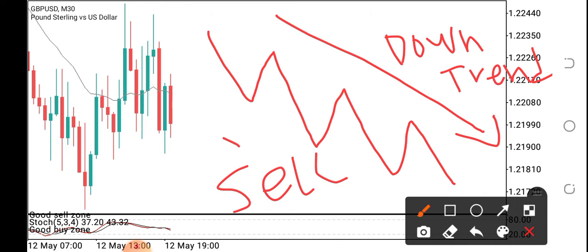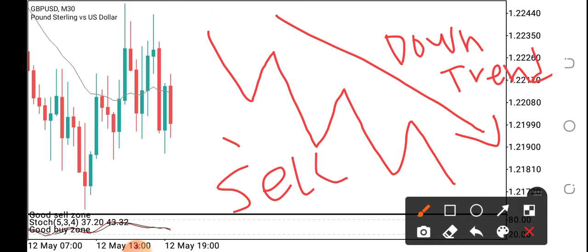So if you've done economics before, you understand that when demand exceeds supply, the price of a commodity would move up. When supply exceeds demand, the price will move down. This is basically the same thing with forex. So I've shown you two markets now. The first market I showed you is the uptrend. The second market is the downtrend.